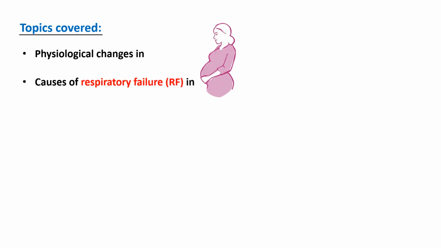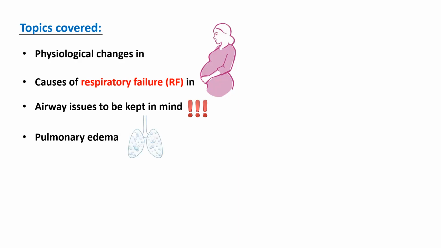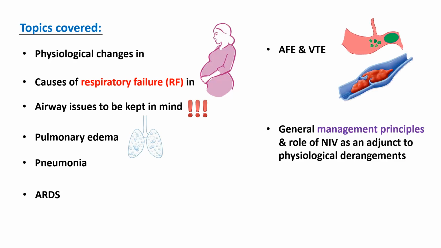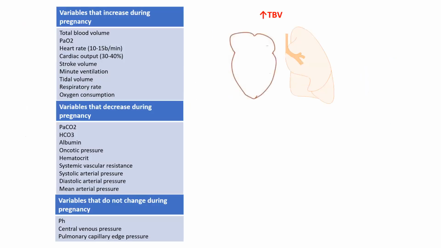We'll look briefly into causes of respiratory failure in pregnancy. It won't be complete unless we talk about all the airway issues that arise in pregnancy, which are very unique, and we need to be cognizant of that. We'll touch briefly on pulmonary edema, because pregnant women are at a much higher risk of developing it. We'll talk about pneumonia, ARDS, and more pregnancy-related amniotic fluid embolism and venous thromboembolism, general management principles, the role of NIV as an adjunct to physiological derangements, and take-home points. These are the topics I'll try to cover in 20 minutes.